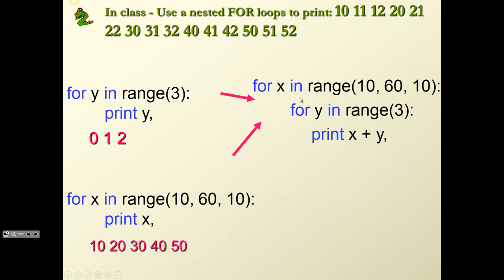Pretty much your solution is going to be, one of the other is going to be on the inside. It doesn't matter which because addition is associative. But if you add the two values together, you're getting this result: 10 plus 0, 10 plus 1, 10 plus 2. And then it'll go up and it'll say x is now 20. And it'll say 20 plus 0, 20 plus 1, 20 plus 2.